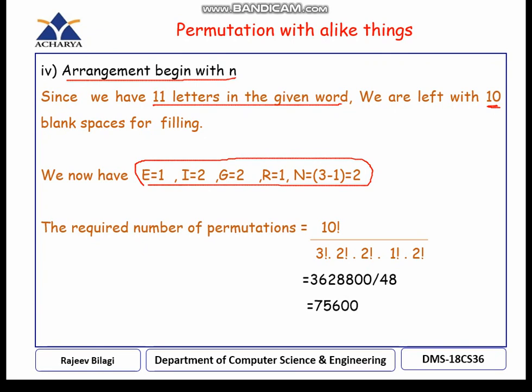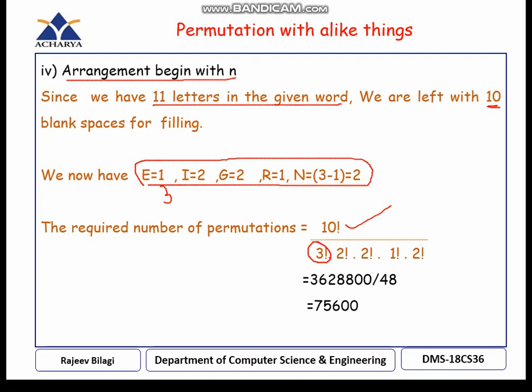The number of required permutations will be 10 factorial divided by 2 factorial into 2 factorial into 1 factorial into 2 factorial. So this is what the options will be, because the number of E will be 3. In engineering, engineer, this will be 3, so that is why I have taken it as 3 factorial.